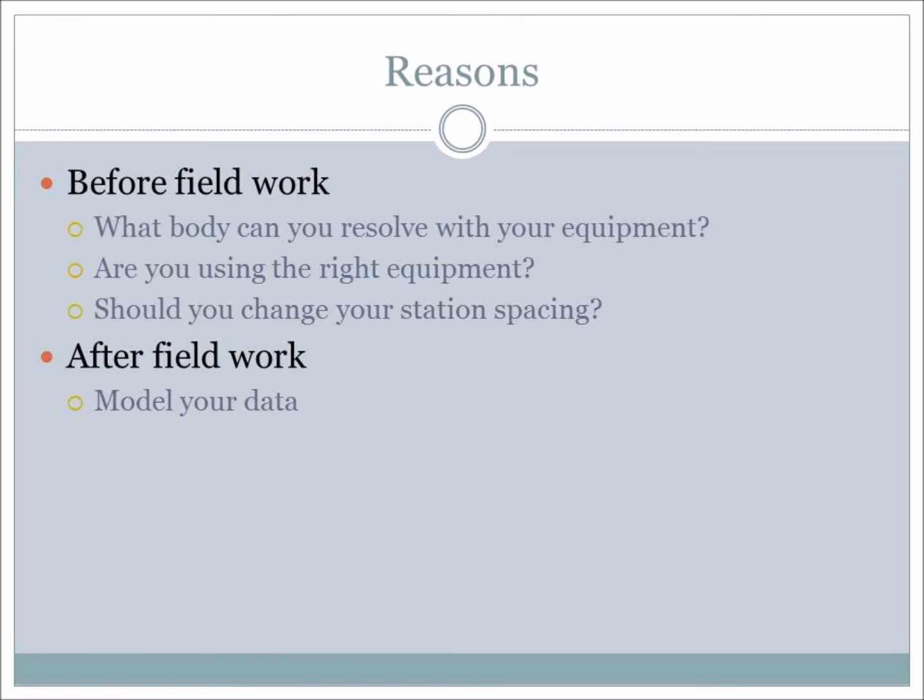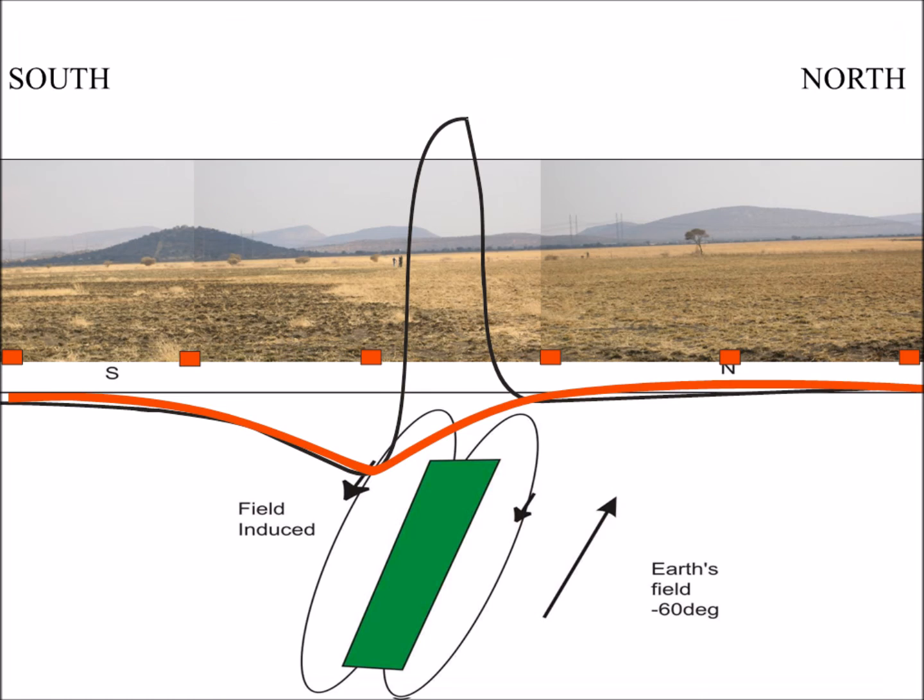Should you change your station spacing? That picture we looked at earlier, that the red dots were too far apart, you need to test that beforehand, or at least know that if you keep your station spacing at 10 meters, you're going to miss something. So you're going to get a wrong image. You're going to get that weird small anomaly instead of that full anomaly.